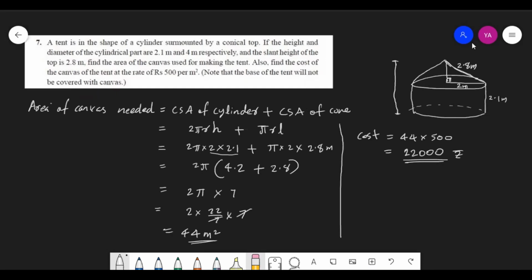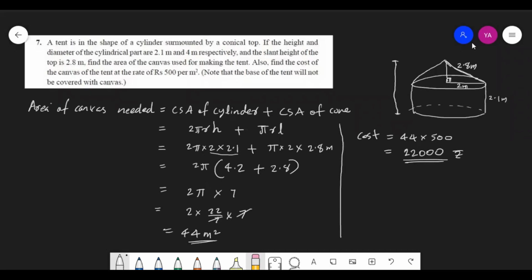Okay, so I think this question is clear. A tent in this shape, a cylinder surmounted by a cone. Conical top means a cone, and some measurements are given. I think all the measures are given directly. We don't have to find any by subtraction; the radius we only took by taking the half. Other measurements are given directly.